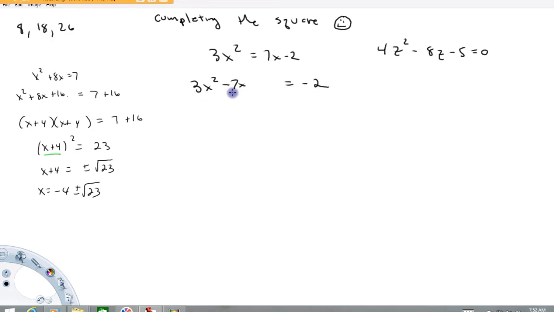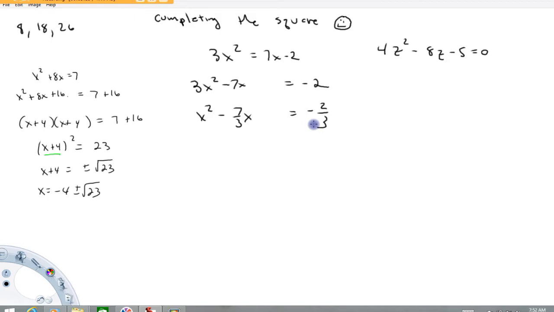Now, completing the square isn't much fun when this value here is not a 1. The first thing I recommend is to just try to make that thing a 1. We can do that by dividing the 3 out. Now we have fractions, but that's all right.